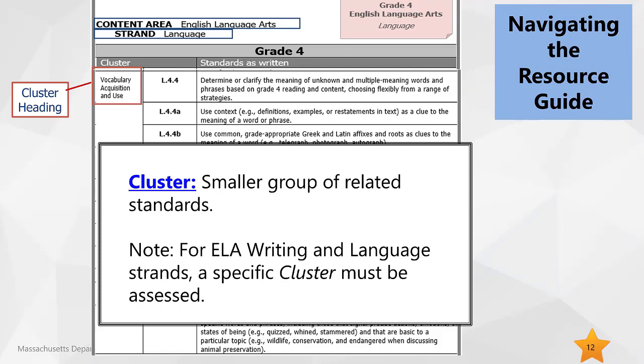You must use vocabulary acquisition and use for language to assess. If you use the forms and graphs online, you can't make a mistake. The program forces you to use the correct one. But sometimes teachers are looking through this and they see other cluster headings in language and they want to use that. This is the only one you can use.